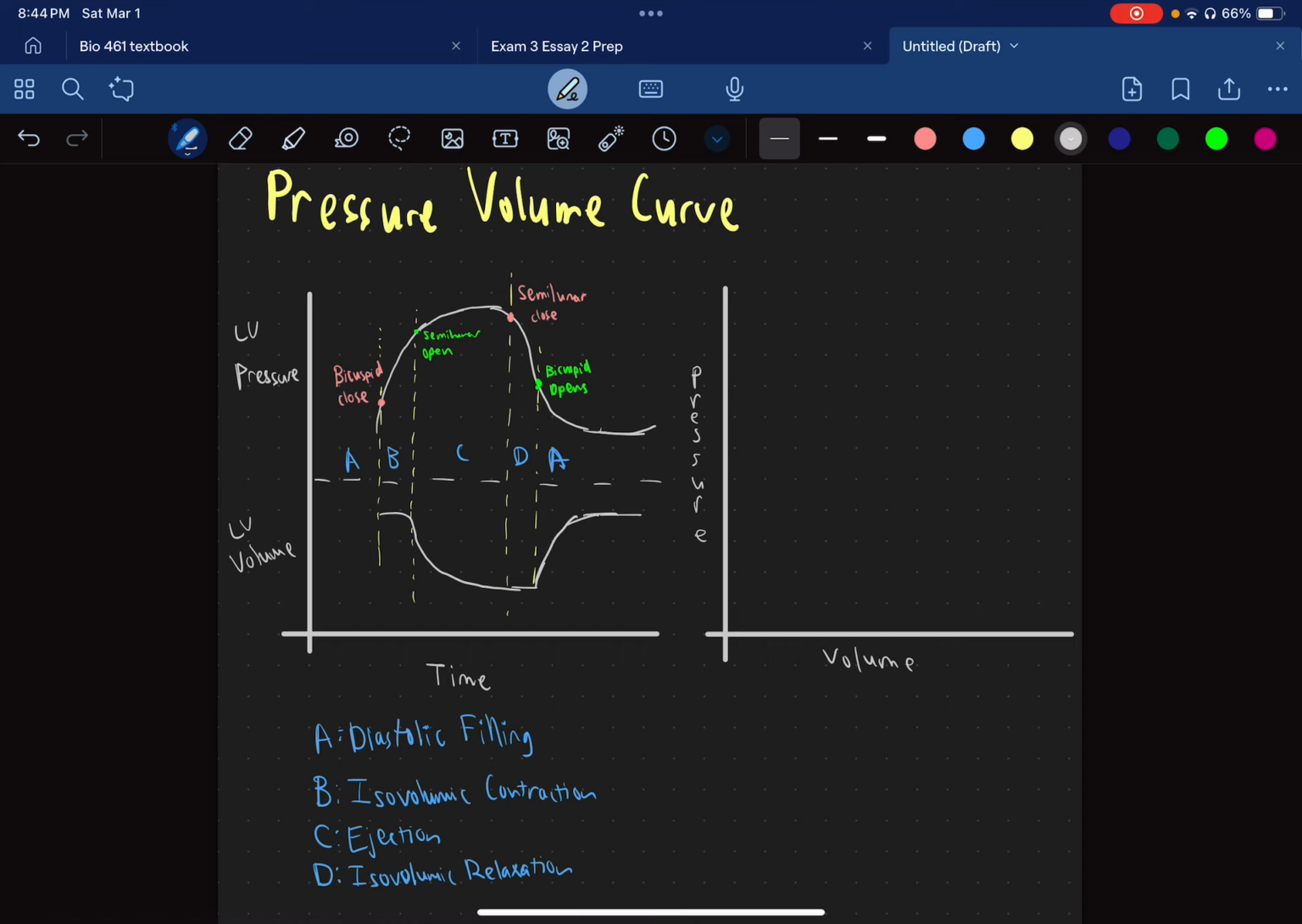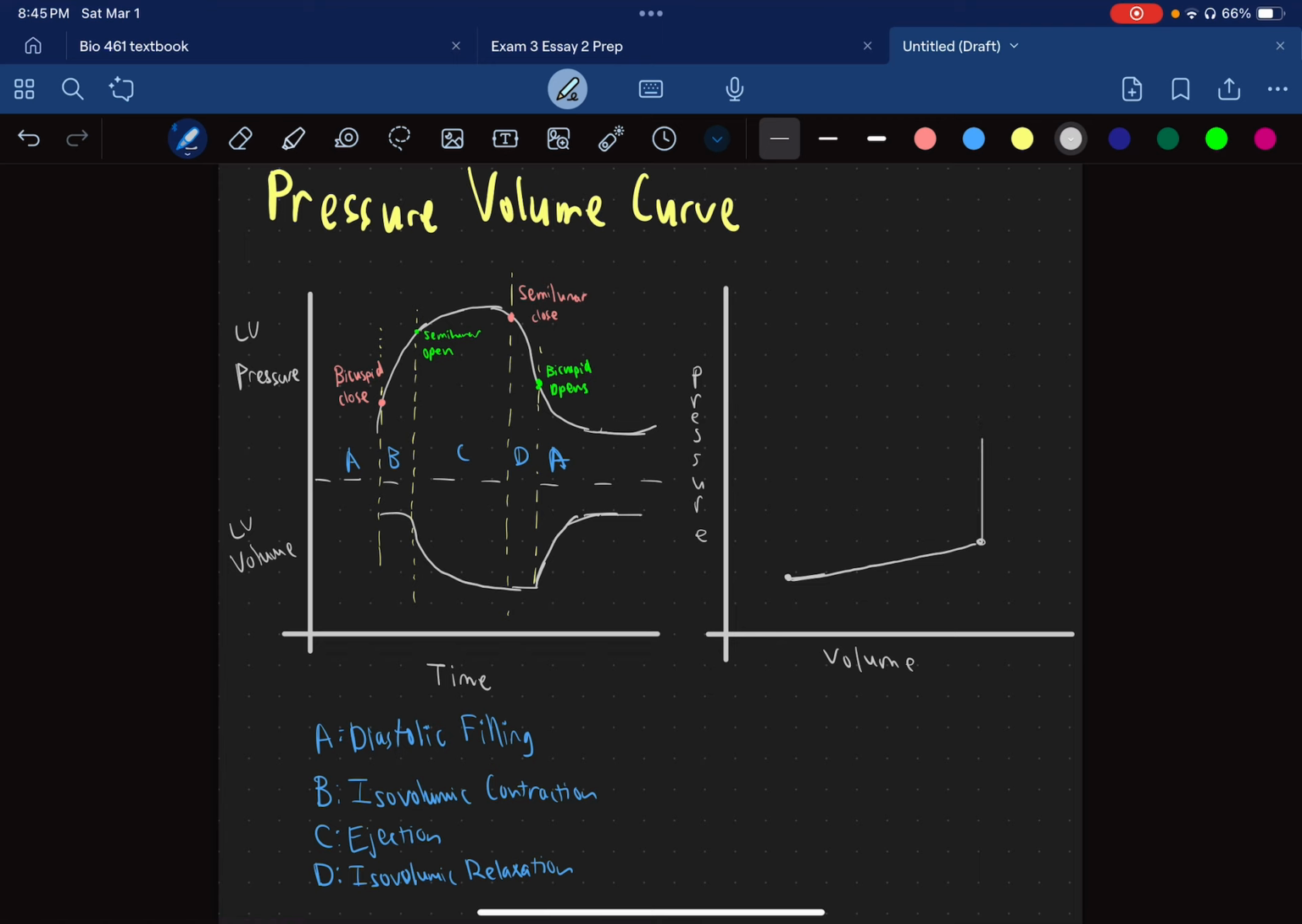So let's start at this point here. Here we'll say is when the bicuspid first opens, so the diastolic filling is going to happen. So volume in the left ventricle is going to slowly be increasing as blood enters. At some point, we're going to get contraction, and we're going to get the closing of that bicuspid valve, and we're going to have our isovolumic contraction here.